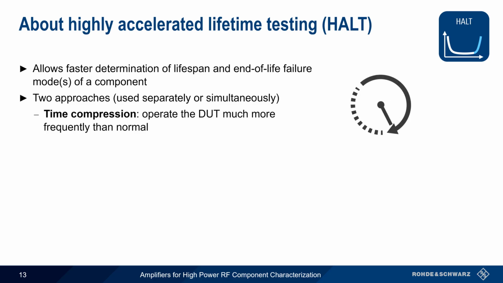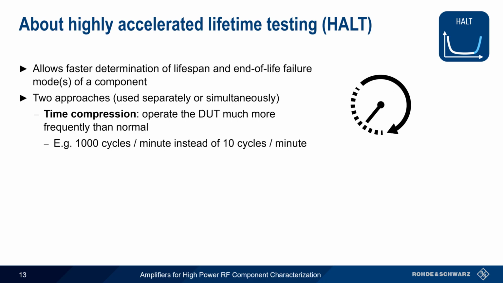One of these is time compression. In time compression, the DUT is operated much more frequently than it would be under normal operation. For example, cycling the power on and off 1,000 times per minute, instead of the expected 10 times per minute.